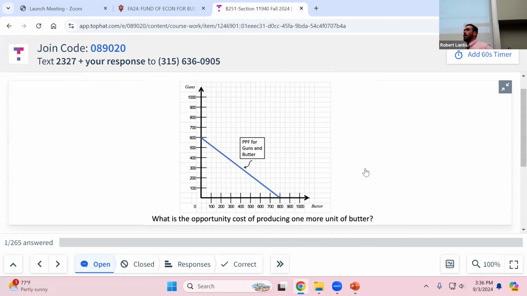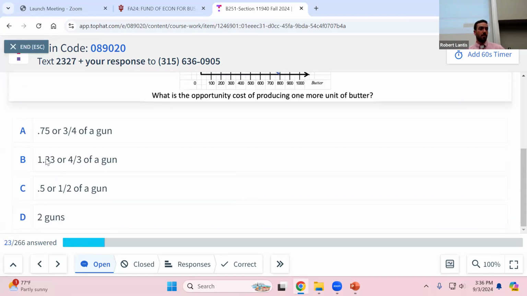this is actually kind of an easy one because I asked you for the cost of the x-axis good. So what would you do? Rise over run, change in y over change in x. What is your change in y? 600 to 0. Change in x, 0 to 800. 600 over 800 would be 0.75 or 3/4. Where is that at? There we go. And it's always in terms of the other good.